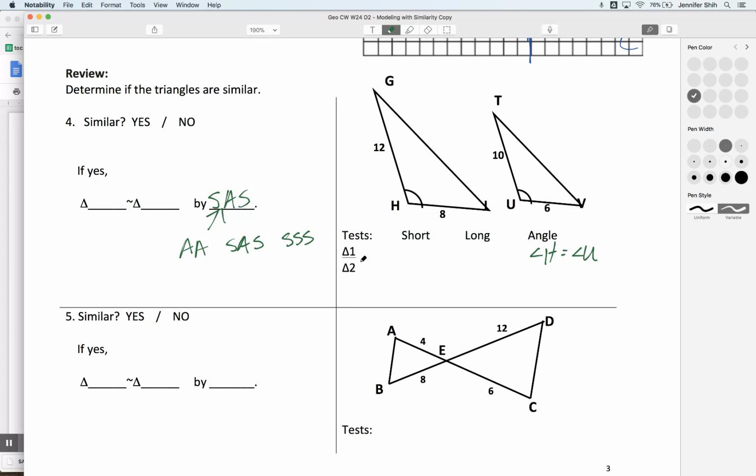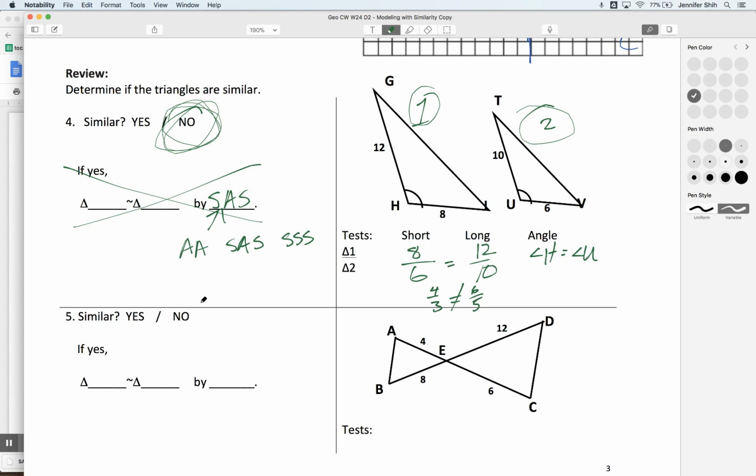So let's take the shorter sides. Let's call this triangle 1, and let's call this triangle 2. So out of the short sides, is 8 to 6 equal to 12 to 10? If you simplify your fractions all the way, you're going to get 4 over 3 is not equal to 6 over 5. These are not proportional. 4 over 3 does not equal 6 over 5. So, no. All right, let's try the next one.